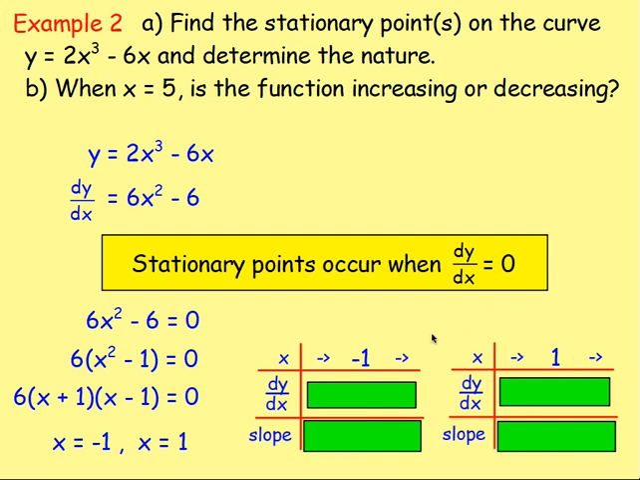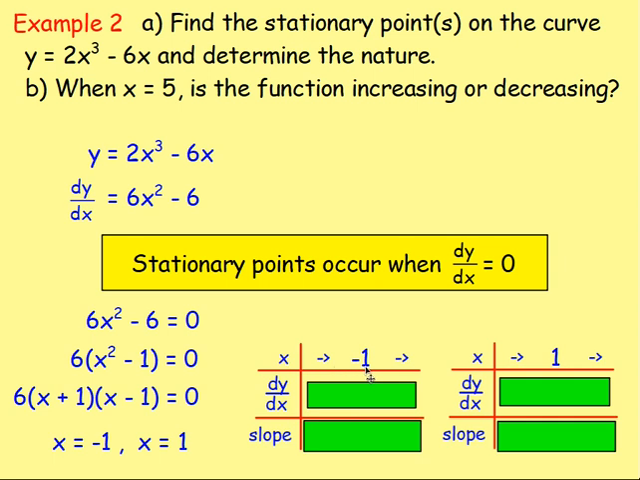Do not put them into the same nature table, make sure you put them into two separate ones. So with our first nature table, I'm going for negative 1. Set it up just the same way, pick a number just before negative 1, a number just after, sub it into dy by dx, and then think about the slope. Is it increasing, is it decreasing, or is it going to be just a horizontal line? Just indicate that when it's a 0 gradient.